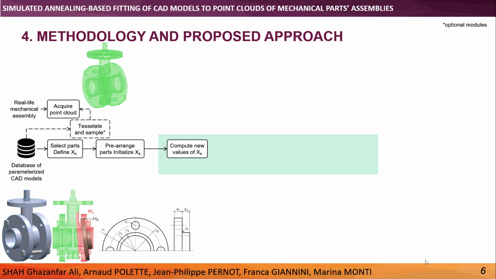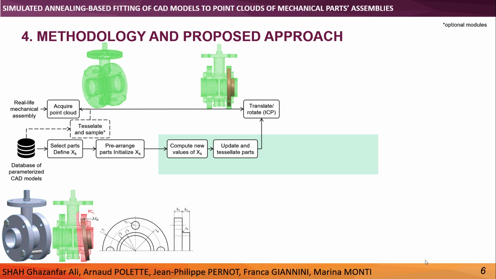So for every iteration, simulated annealing suggests new values of the parameters of the CAD template. After this suggestion, the CAD template is updated and tessellated. We can also use ICP for this updated and tessellated CAD part for translation and rotation matrices that will align the CAD part with the given point cloud where it needs to be fitted.